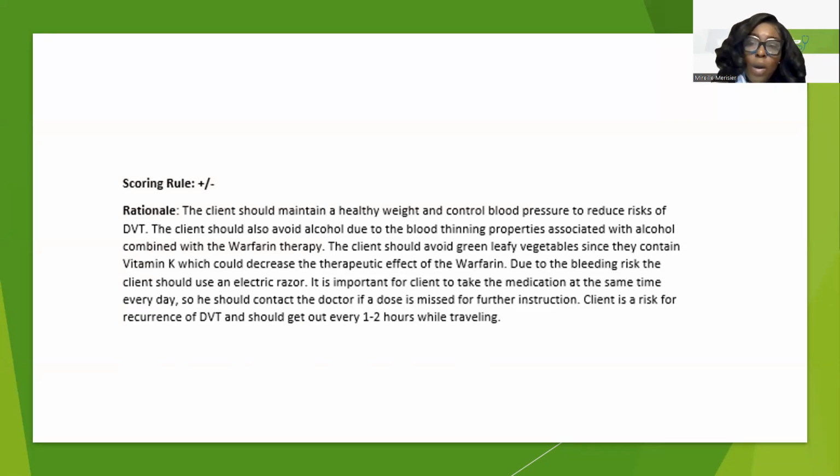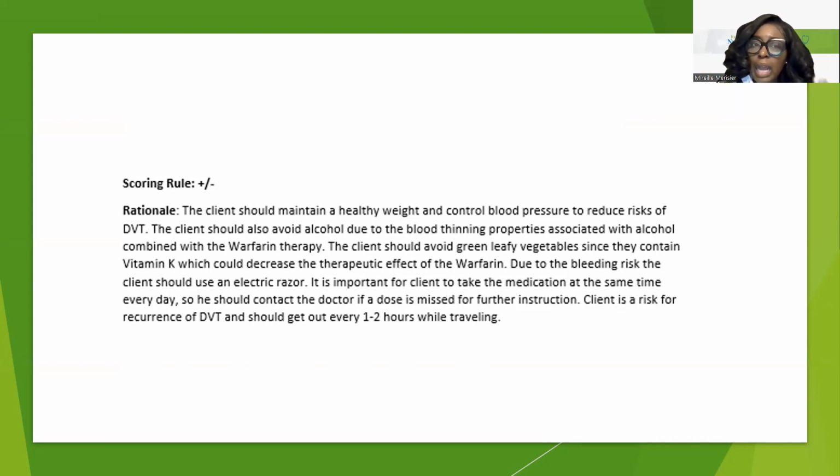No. Once the DVT has cleared, do I want them moving? Yes, because the blood is what? Moving, it's circulating. Part of a DVT is that the blood pools, right? And there's no movement, there's no circulation. Okay. So again, you want the client to maintain a healthy weight. You want them to control their blood pressure to reduce the risk of DVT.